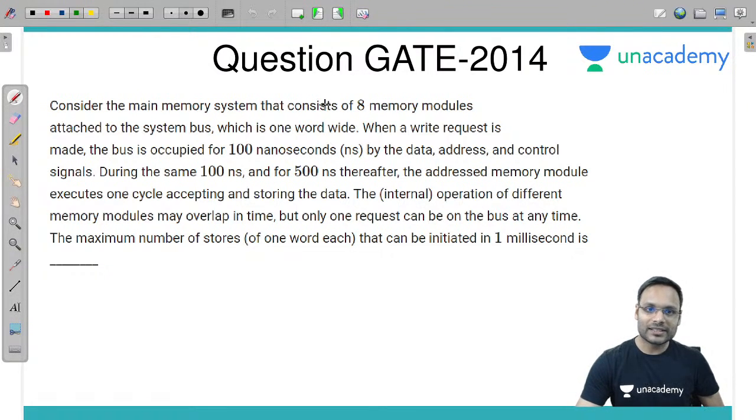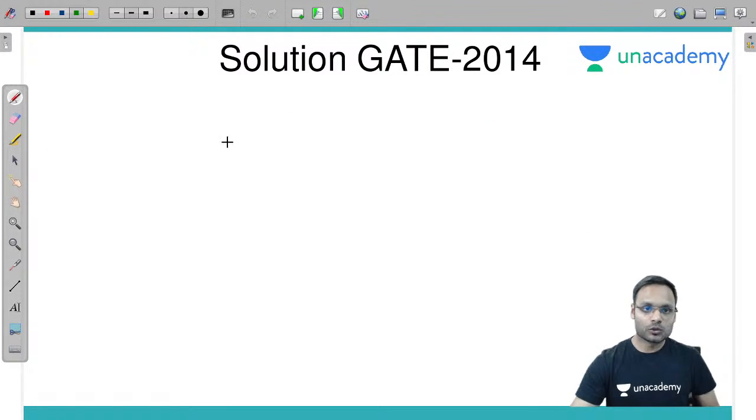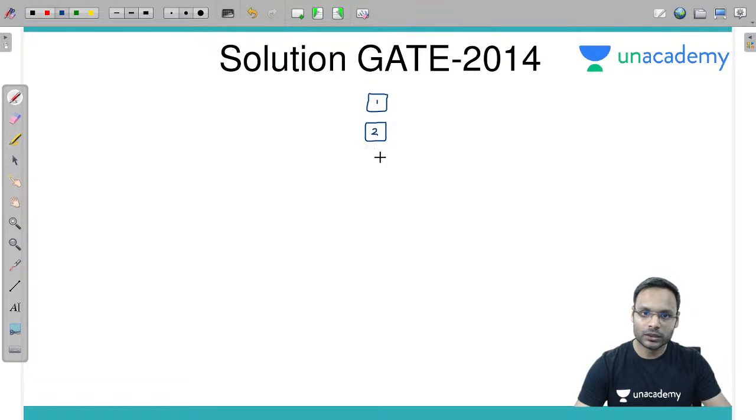Consider the main memory system that consists of 8 memory modules attached to the system bus, which is one word wide. So we are having a memory system in which 8 modules are there. I will draw these modules: module number 1, 2, module number 3, module number 4, module number 5, and 6 and 7 and 8.